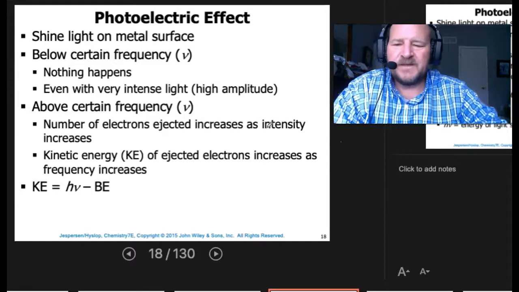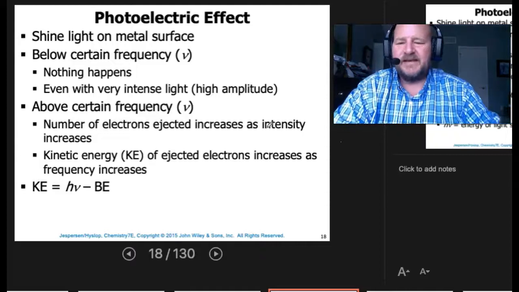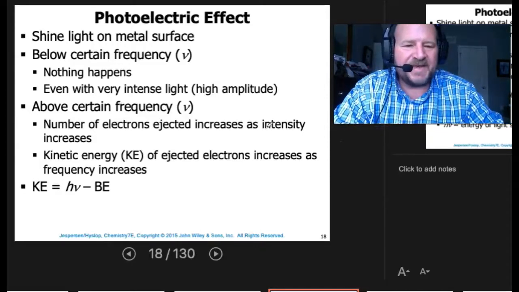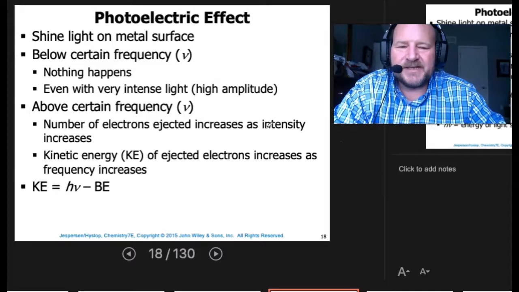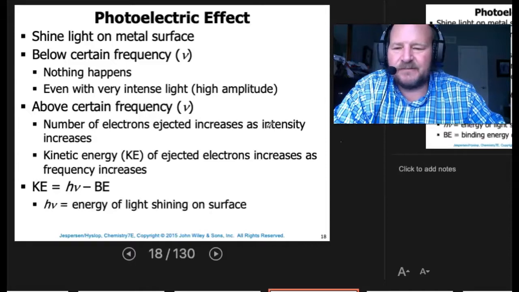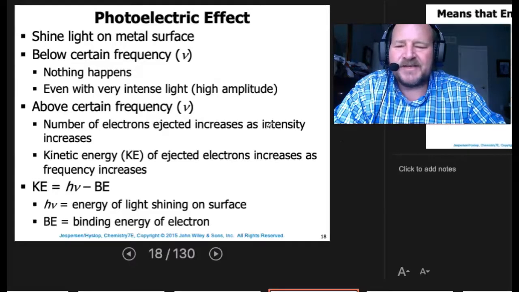So KE is equal to h nu minus BE. The kinetic energy is equal to h nu minus BE. So h nu would be the energy of the light shining on the surface. Now BE, what is BE? That's the binding energy of the electron.